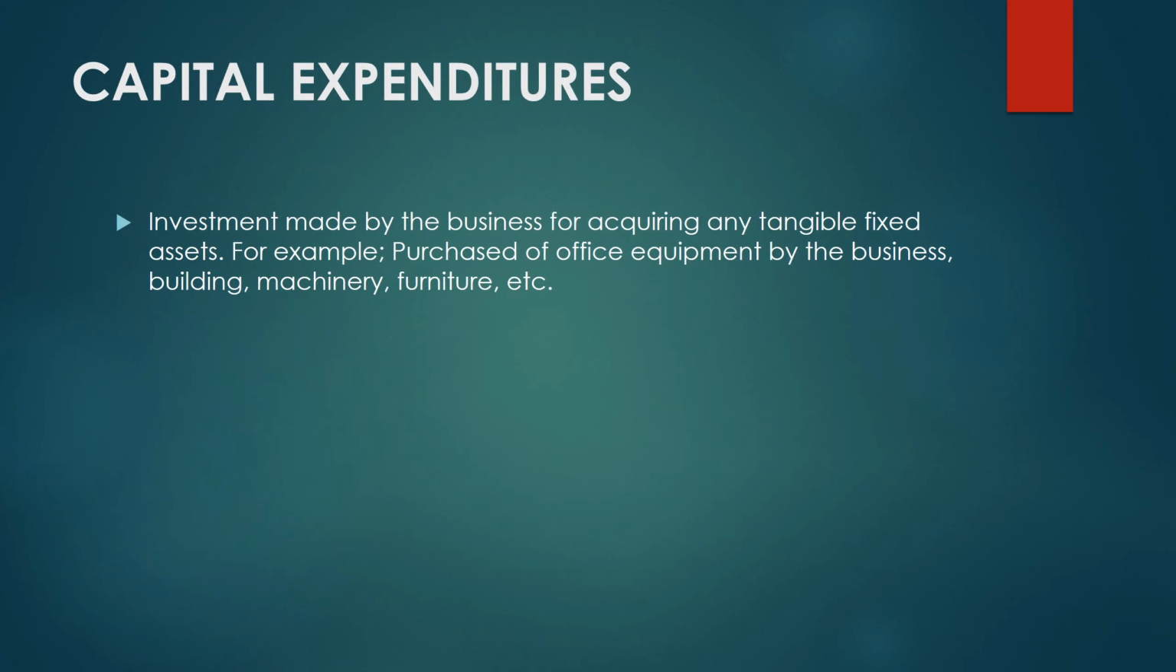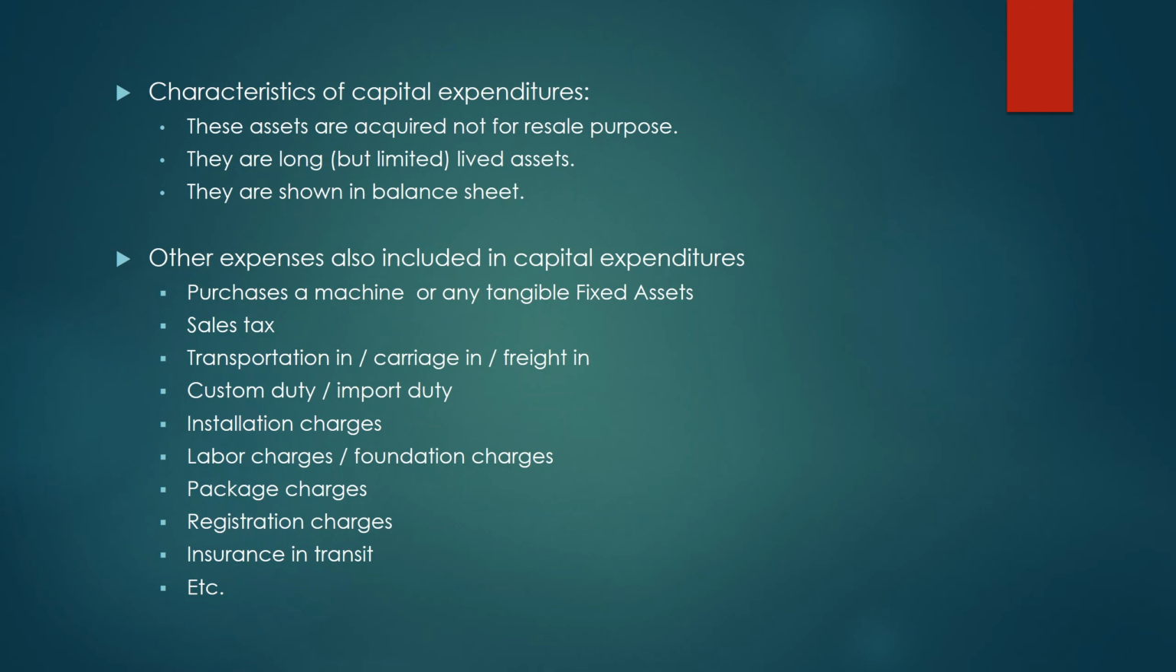Don't be confused with the word capital expenditure. When we use the word capital, generally it is assumed that investment made by the owner is called capital. Yes, we are right. But when we use capital expenditure, it means the investment made by the business for purchasing any tangible fixed assets. For example, land is purchased, for example, office equipment is purchased. But remember, these assets are purchased by the business. So whenever any investment is made by the business for purchasing or acquiring any tangible fixed assets, it is known as capital expenditure.